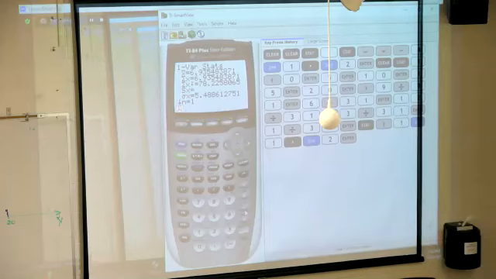X bar happens to be 6.97. Sophie gave me a number that's going to be somewhere between 5 and 10. I agree, probably around 6. And the average happens to be 6.9735, which is approximately 7 wings.